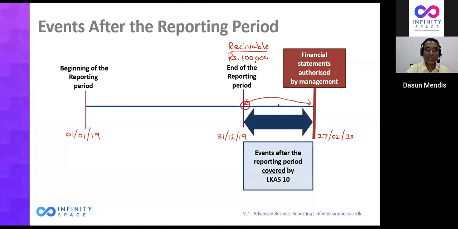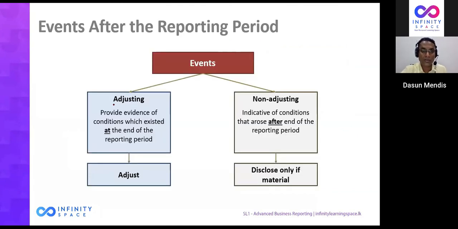So the next slide explains that in detail. All the events which occur after the reporting date, before the financial statements are authorized for issue, are considered as either adjusting or non-adjusting. Adjusting means they provide evidence of conditions that existed at the reporting date. Non-adjusting means these are conditions that arose after the reporting period. Adjusting events are adjusted; non-adjusting events are disclosed if the information is material. I hope you understood it.